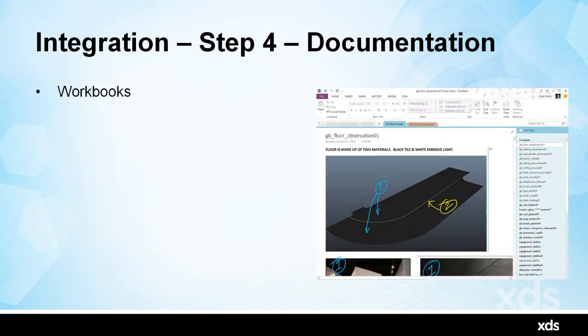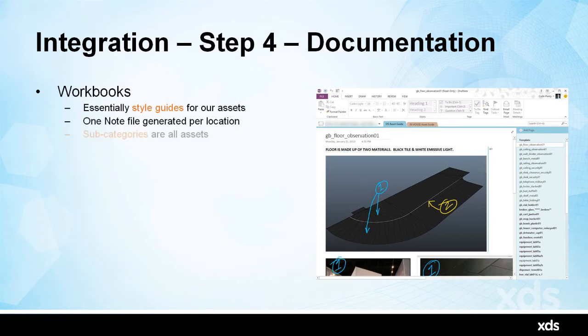So we do our workbooks in OneNote as well. They're essentially style guides for our assets. It's a OneNote file generated per location, subcategories on the right there. You can see that's a picture of one of our OneNote workbooks. Subcategories are all assets on the right, a mixture of images and text. And it's the art pod lead that's usually generating these for the vendor.